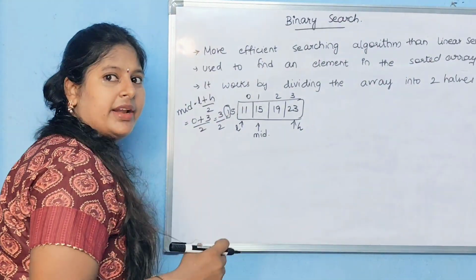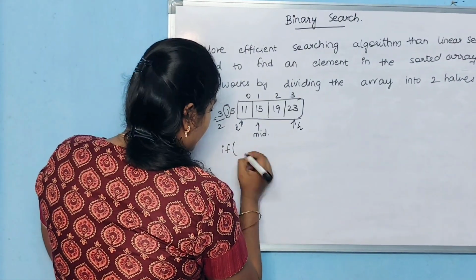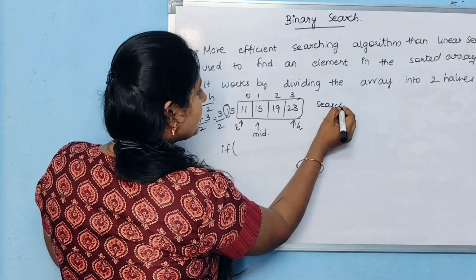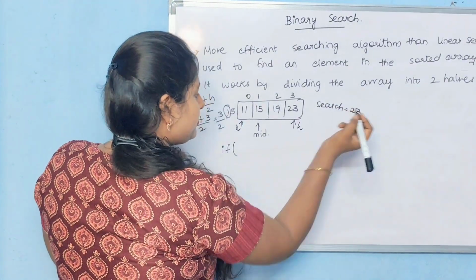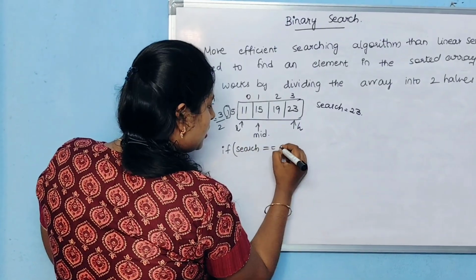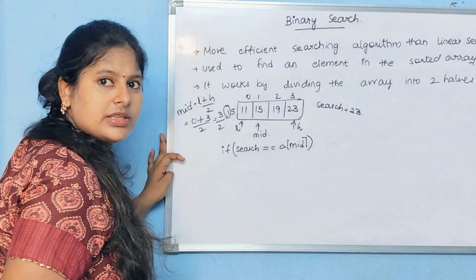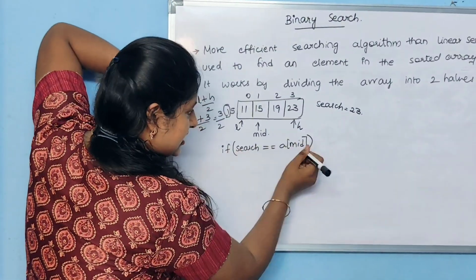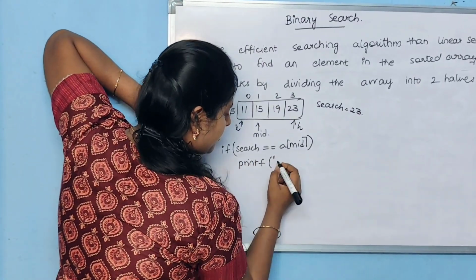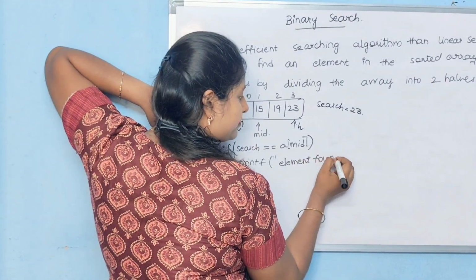So I have to compare the search element with the mid element first. So first I have to see if my search element, which is 23, equals A of mid. So if my search element equals mid, what should I do? Printf "element found". I can directly print it.